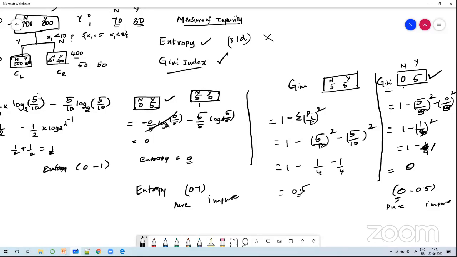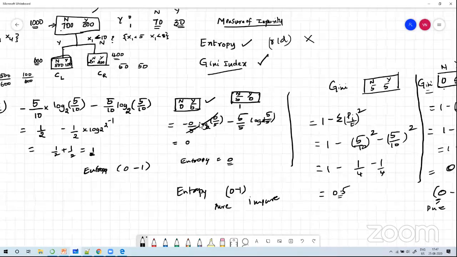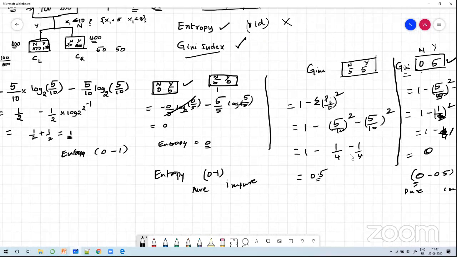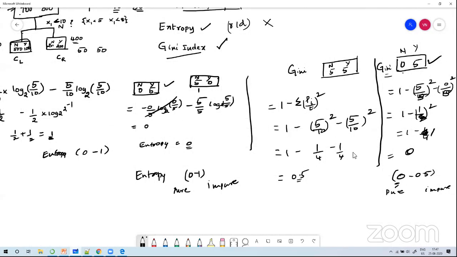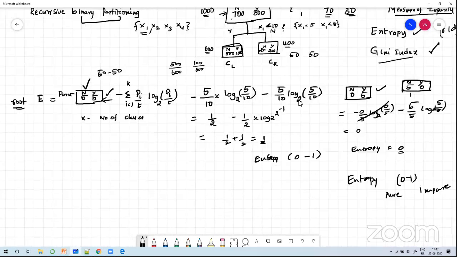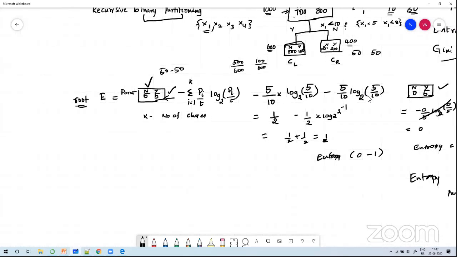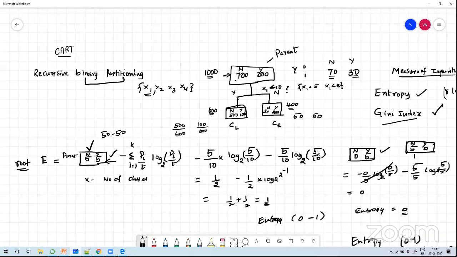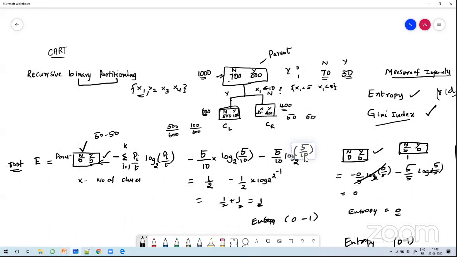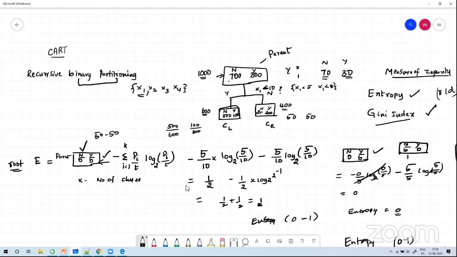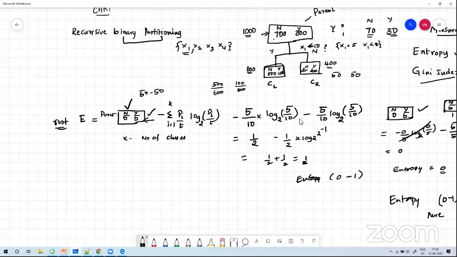Why? Computations are faster with Gini. It's just a ratio and squares. So this is simple linear calculation. But here you have log to the base 2, so it has to make a lookup every time. So this is time taking. So that's why entropy is not used. Instead of entropy, it's always going to be Gini index that is used in the latest algorithms.